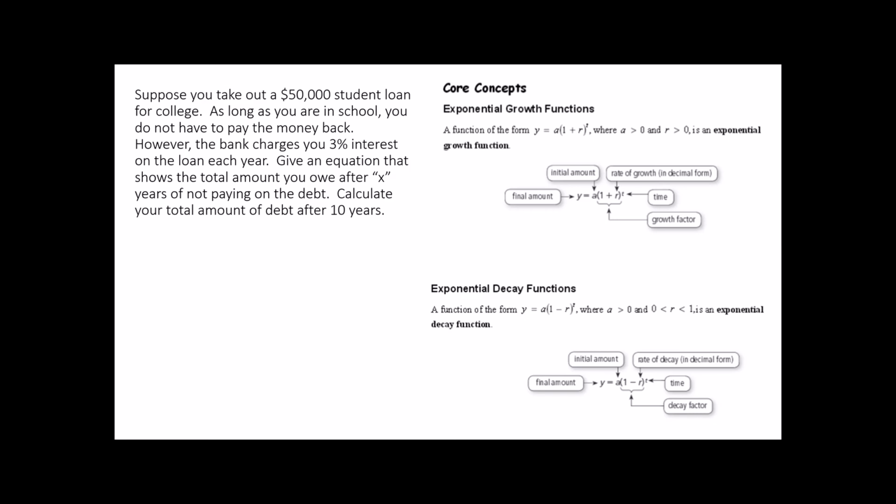Now, I want to take a look at a couple of the things. Here's a second example, and then we're going to tie this together in terms of exponential growth functions and exponential decay functions. It says, suppose you take out a $50,000 student loan. That's your starting amount. As long as you're in school, you don't have to pay the money back, but the bank charges you 3% every year. We want to give an equation that shows the total amount you owe after x years of not paying the debt. And then we're going to calculate how much you're going to owe in 10 years.